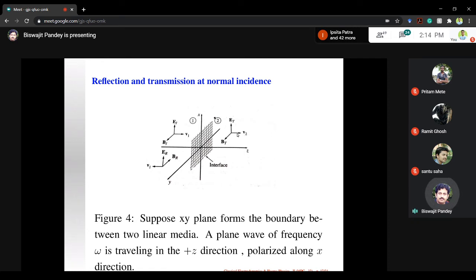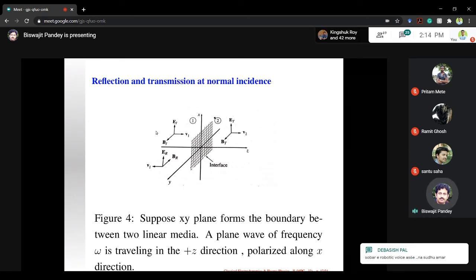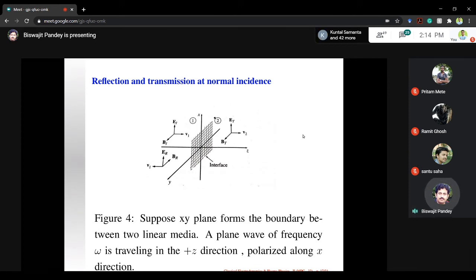Speed is different because the medium is different. Right? 1 over square root of mu epsilon. Here it is mu 2 epsilon 2. Here it is 1 over square root of mu 1 epsilon 1. So speed is different. That's why. But the wave vector is along the same direction.